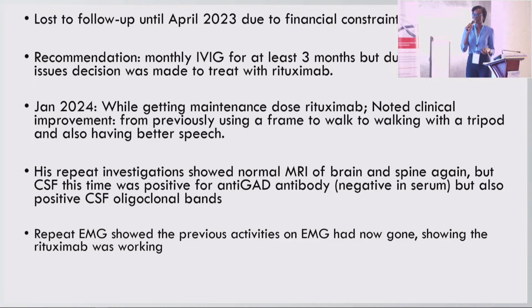And when we repeated his investigations, we found that he was positive for anti-GAD in his CSF, and he also had positive CSF oligoclonal bands, which can happen in stiff person syndrome. And his repeat EMG showed improvement in the initial features, which confirmed that the rituximab was working.